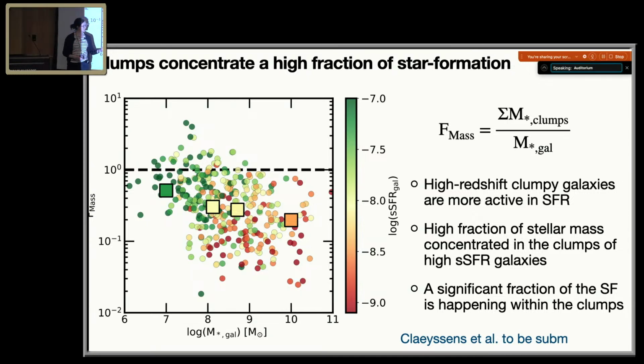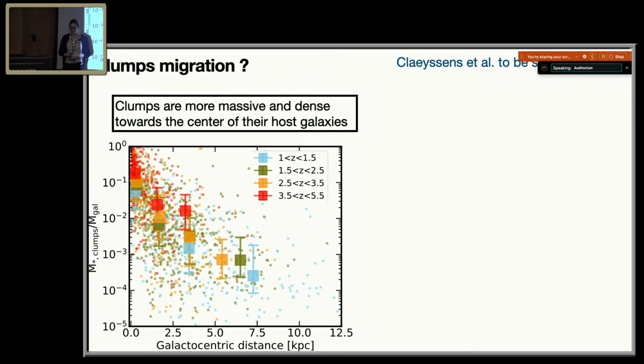So a significant fraction of the star formation is happening within the clumps, especially at low mass galaxies on a bit higher redshift. And then the last thing that we try to do is to understand if there is a link between the position of the clumps within their host galaxy and their properties.